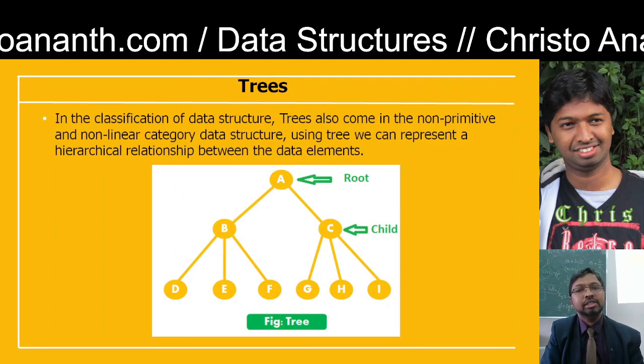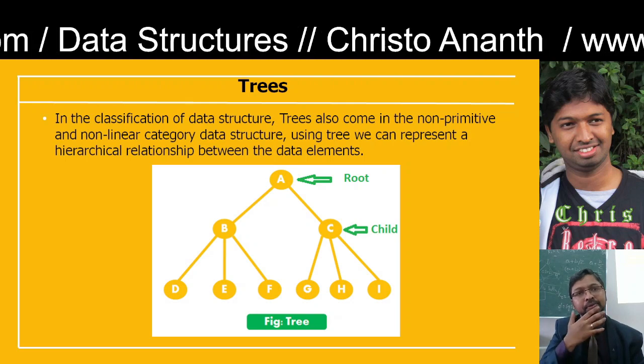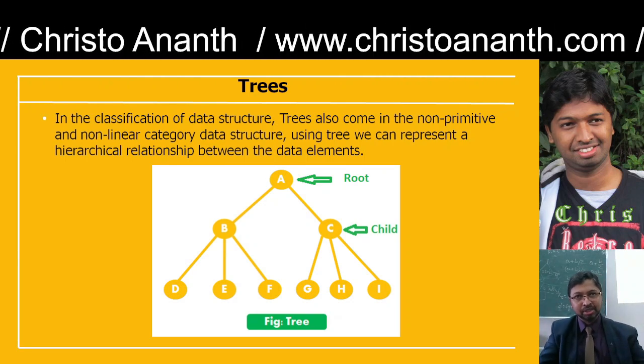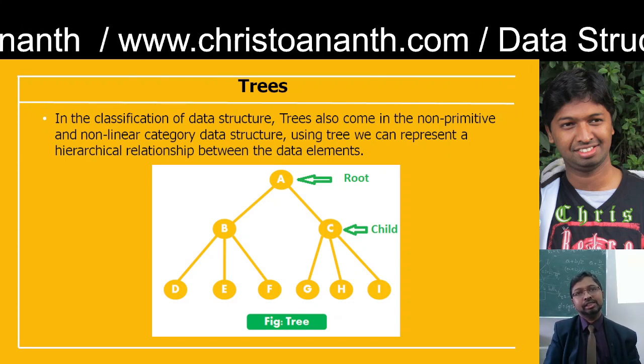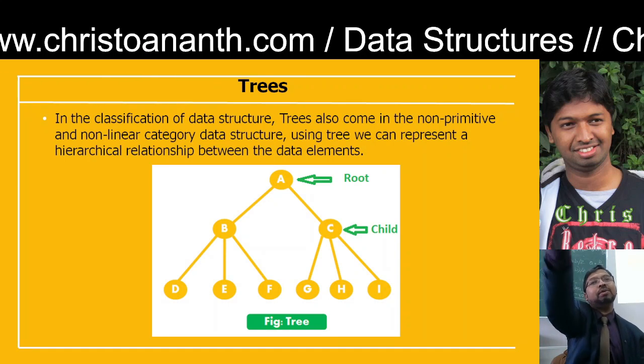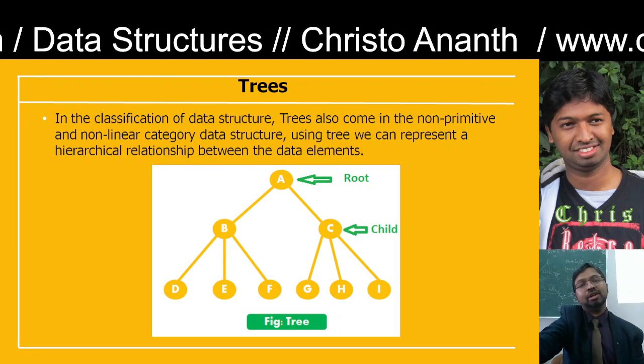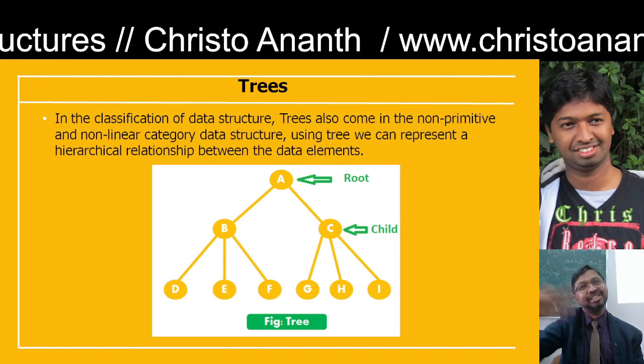Then you have trees, okay, so it's a non-primitive and non-linear category of data structure. Using a tree you can establish a hierarchical relationship. For example, from your grandfather, your father. From your father, you. From you, your children. From your children, grandchildren. So that is how it goes.